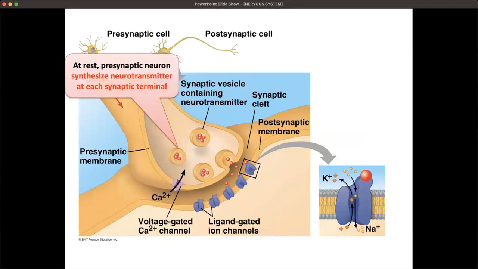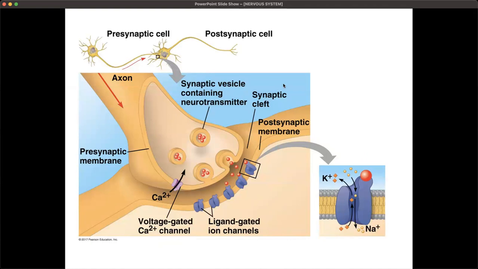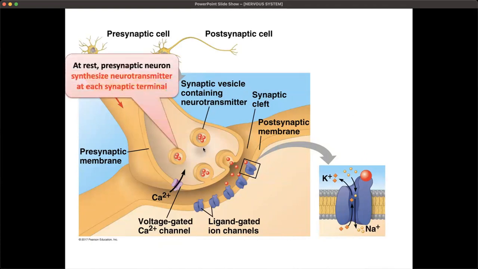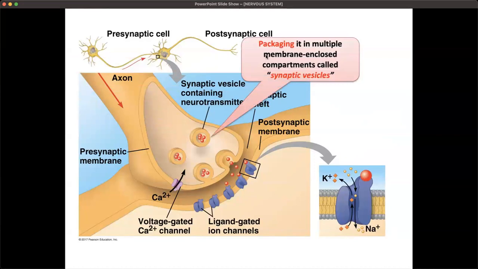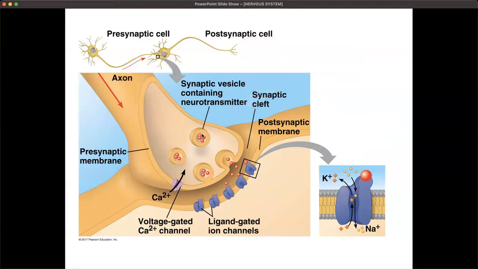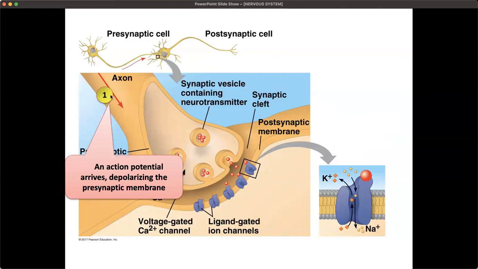So this is what happens when it reaches the synapse, the end of the neuron. During resting, the presynaptic neuron synthesizes the neurotransmitter. So inside the vesicles, there's a neurotransmitter. It's a chemical substance. It is packaged in multiple membrane-enclosed compartments called synaptic vesicles. So what happens when the action potential arrives at the end of the neuron? How does it actually transport the action potential to the next neuron?